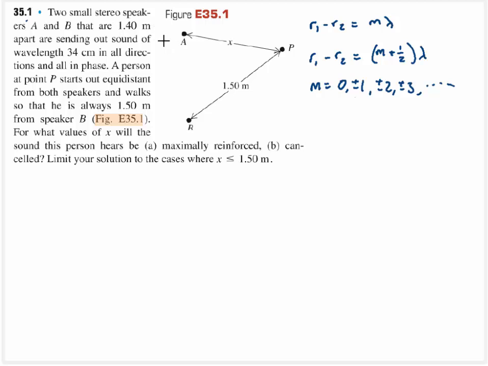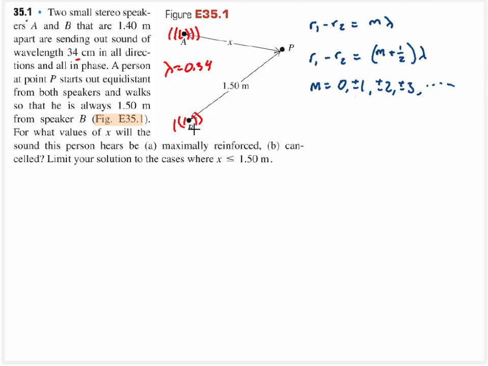Okay, some solved problems for chapter 35. I have two small sound sources that are located some distance apart, and they're sending out some wavelength. And we're going to say these guys are coherent, so you can kind of imagine this guy sending out some waves, and this guy sending out waves.